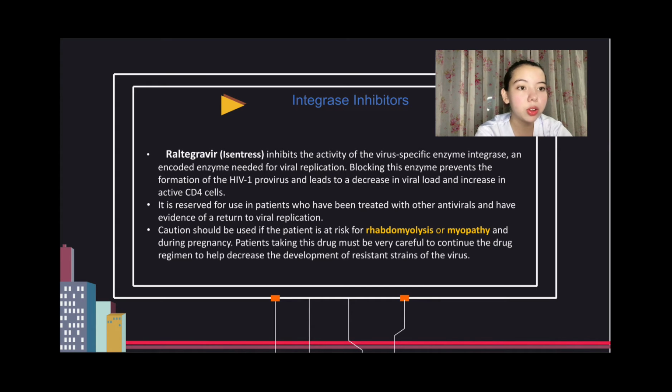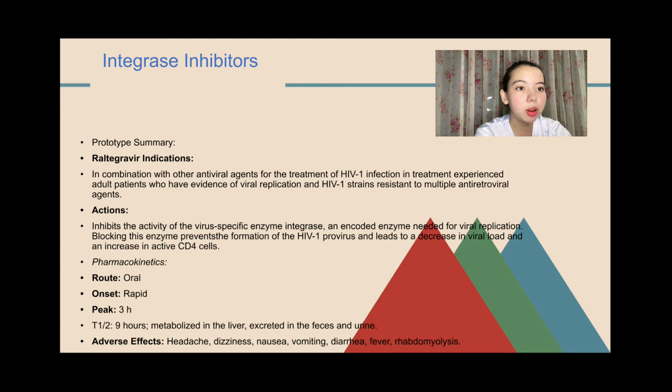This is reserved for use in patients who have been treated with other antivirals and have evidence of a return to viral replication. Caution should be used if the patient is at risk for rhabdomyolysis or myopathy and during pregnancy. Pharmacokinetics, route is oral, onset is rapid, peak is 3 hours, half-life is 9 hours, metabolized in the liver, excreted in the feces and urine. Adverse effects, headache, dizziness, nausea, vomiting, diarrhea, fever, and rhabdomyolysis.